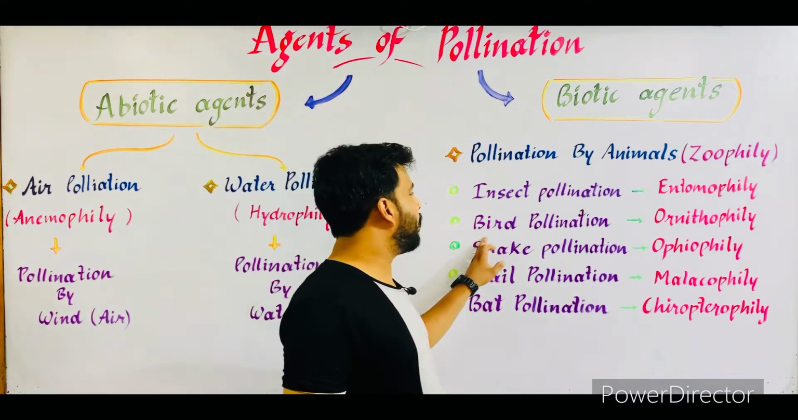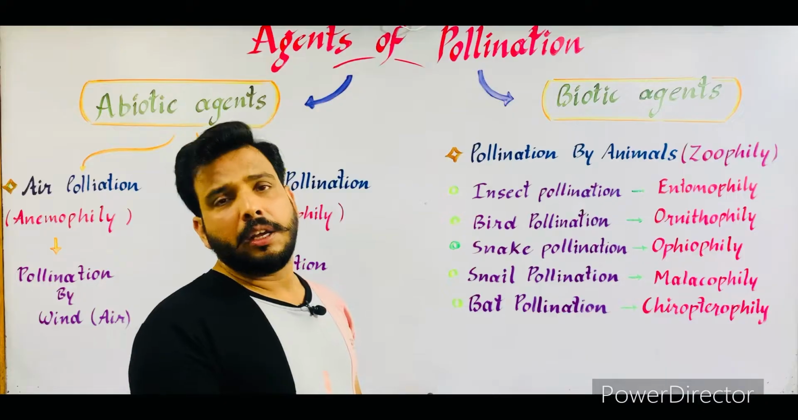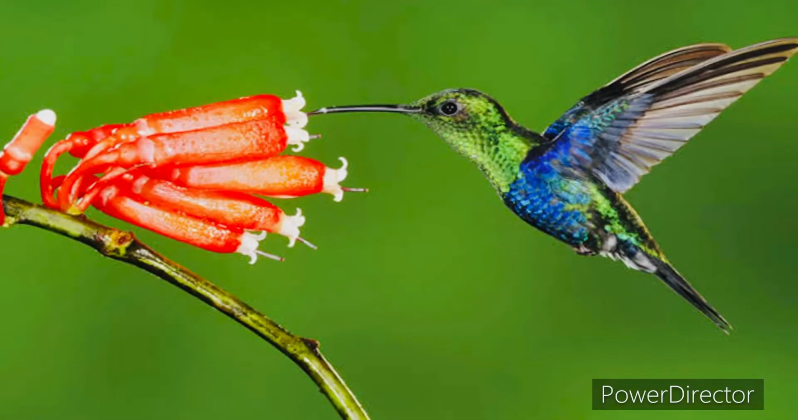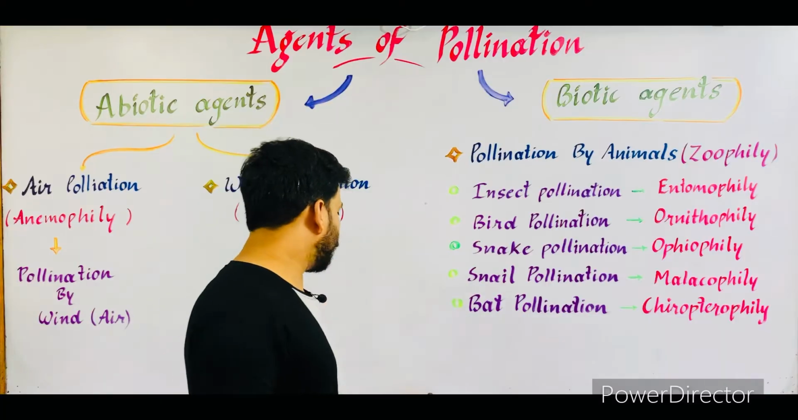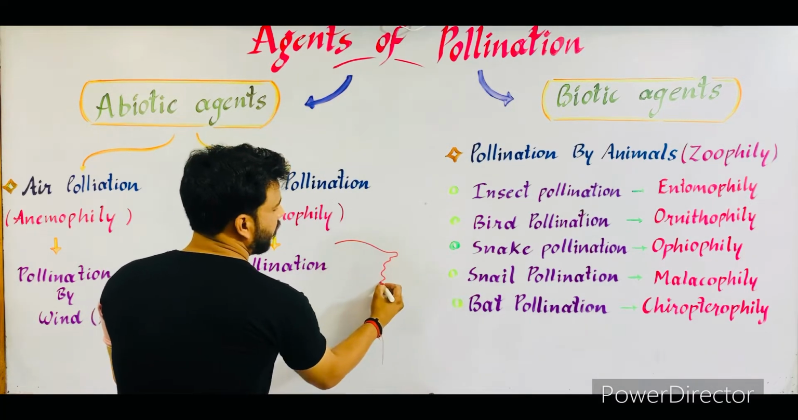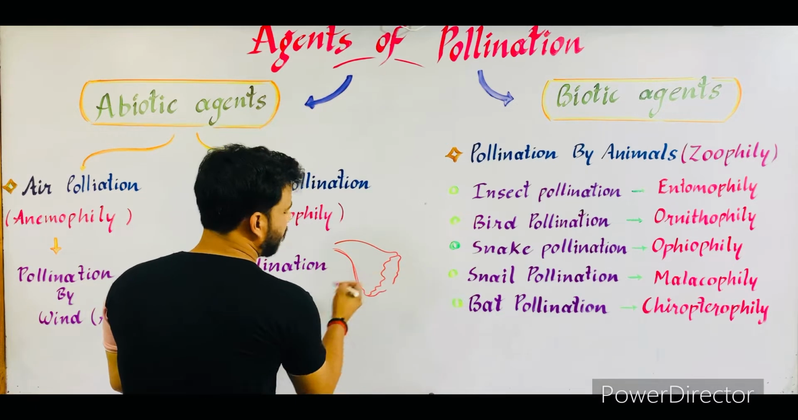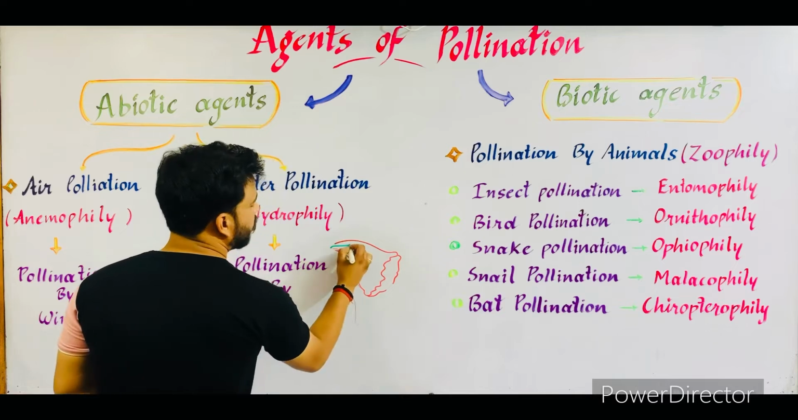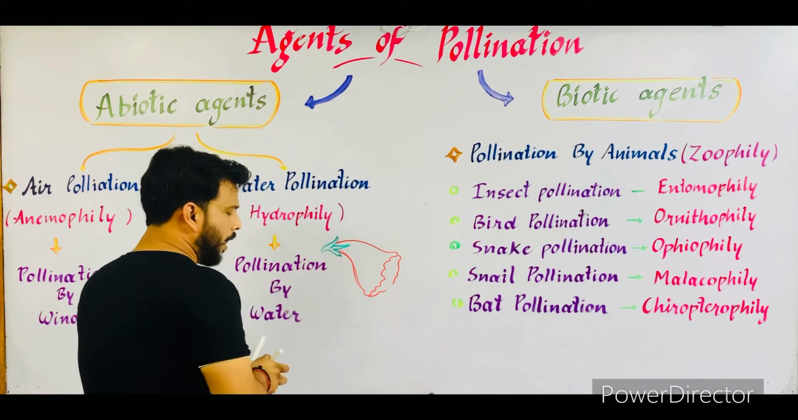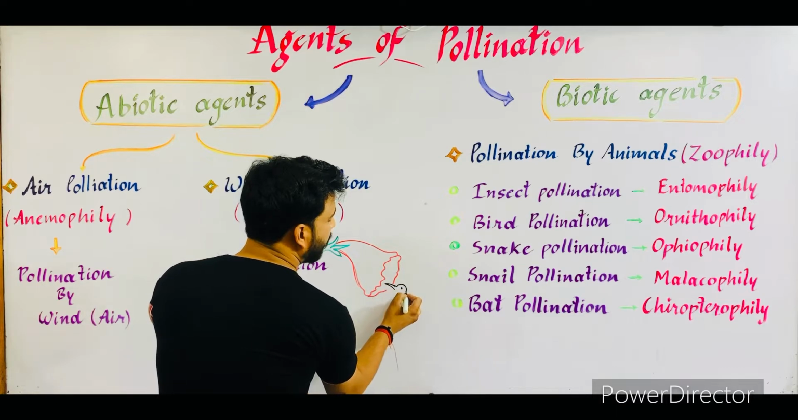Now the next is bird pollination. When the pollen grains from one flower reach the stigma of any other flower with the help of a bird, then this type of pollination is known as bird pollination. Now suppose that it is a flower of bignonia. In bignonia flower, pollination takes place with the help of birds. So it is a flower of bignonia, and this is a small bird known as the hummingbird.